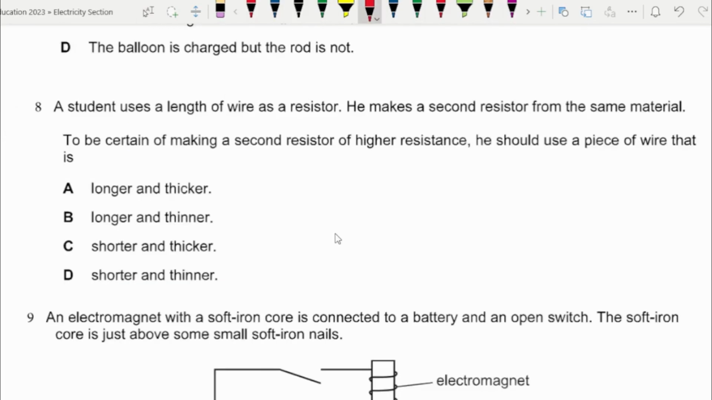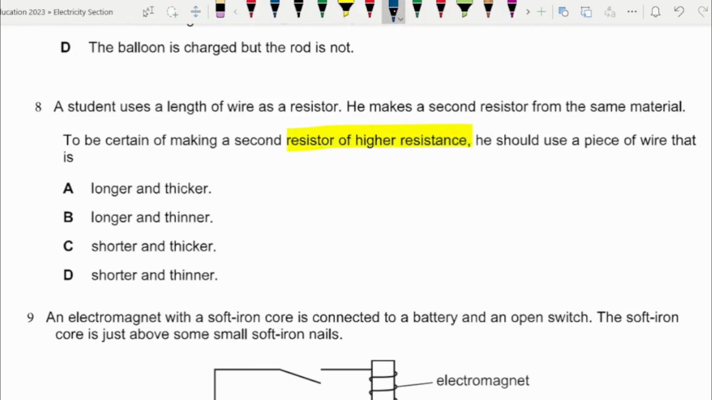Alright, question number 8. A student uses a length of a wire as a resistor. He makes a second resistor from the same material. To be certain of making a second resistor of high resistance, he should use a piece of wire that is, so he needs to increase the resistance.